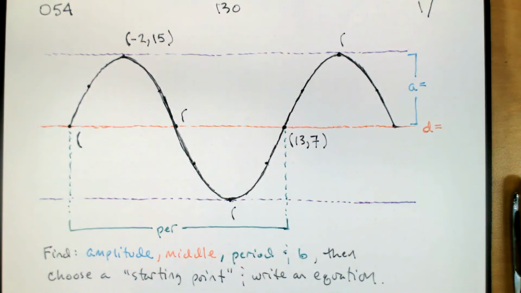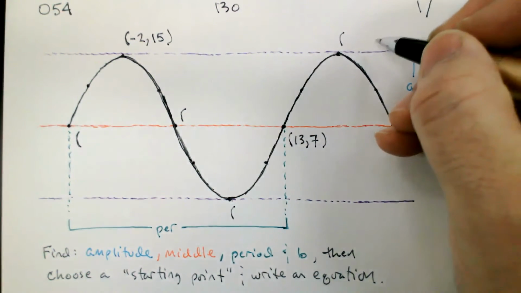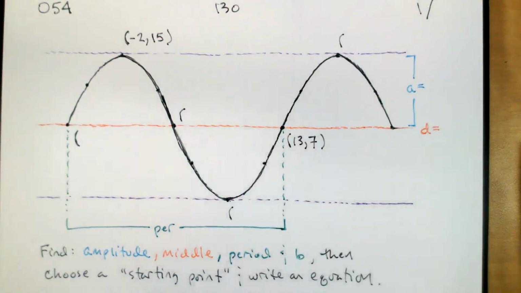Right now, the people at home are pausing. All right, welcome back. So let's take a look at what we can determine from these points. First thing we'll notice is that the top has a y-coordinate of 15. So whatever that other top point is in the x-coordinate, the y-coordinate is definitely a 15. Use an alternate color here.